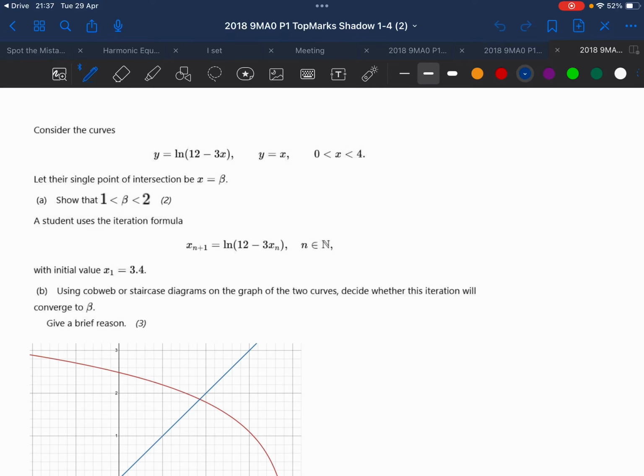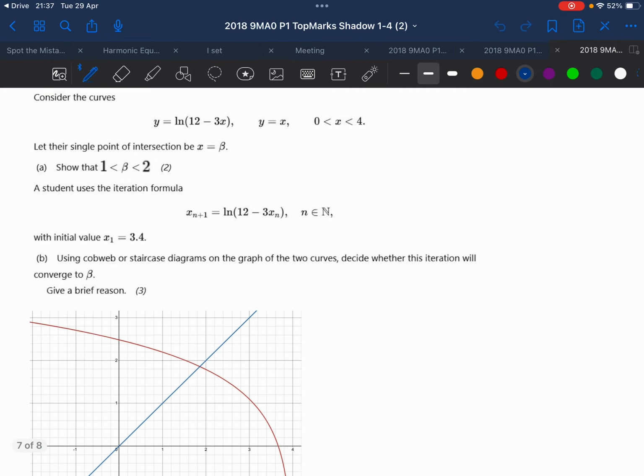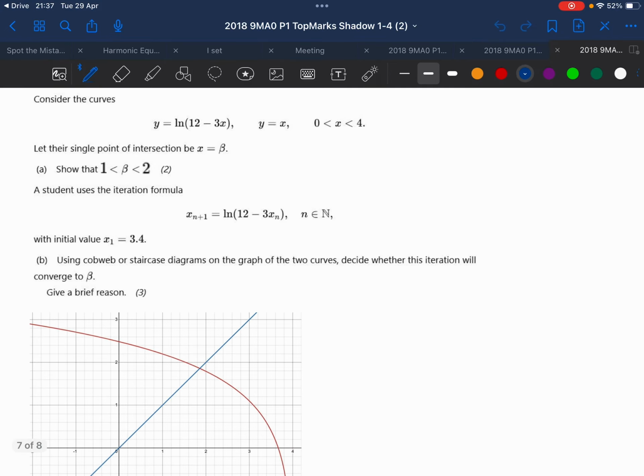Okay, on to question 4. Consider the curves y equals the natural log of (12 minus 3x) and y equals x between 0 and 4. Let their point of intersection be x equals beta. Show that this is between 1 and 2.